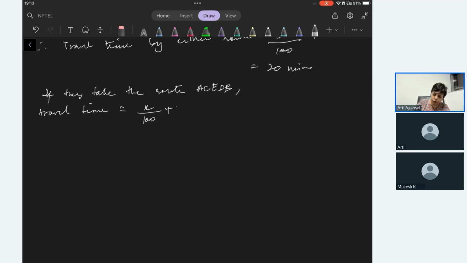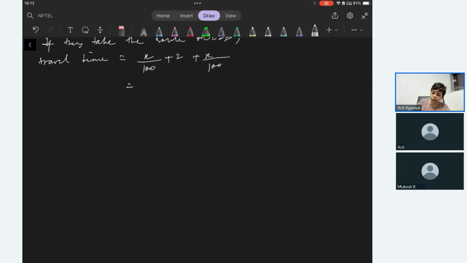plus 2 plus x by 100. Now the cars here is 1000. So this is 10 plus 2 plus 10. The time is now increased actually to 22 minutes. You might think that, then why will they go this way? Why won't they go that way?